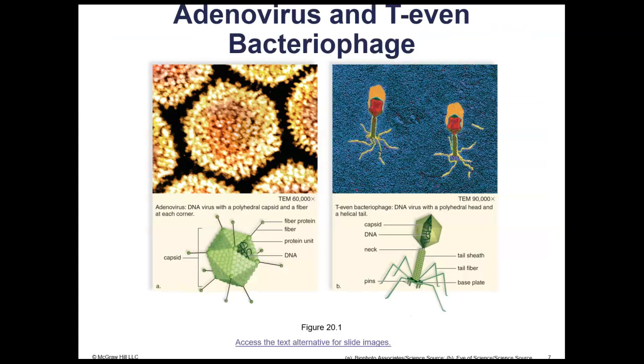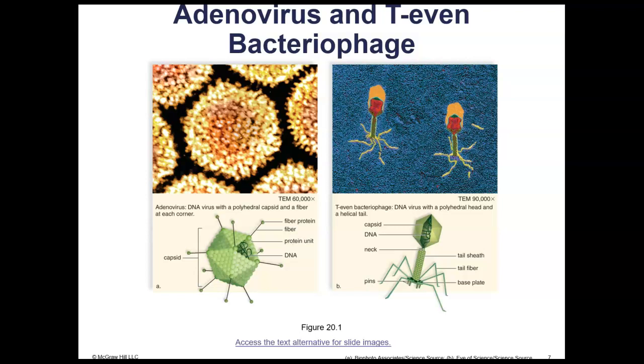Slide 7 shows you an illustration of a virus called an adenovirus. And there's an electron microscope image. This is the virus up top. This is the virus 60,000 times bigger than it really is. And then down below, you have an image of the virus. Adenoviruses can cause cold symptoms. They can cause respiratory diseases, I guess you could say.